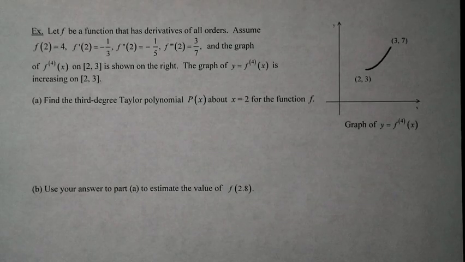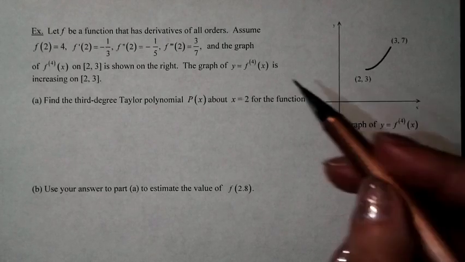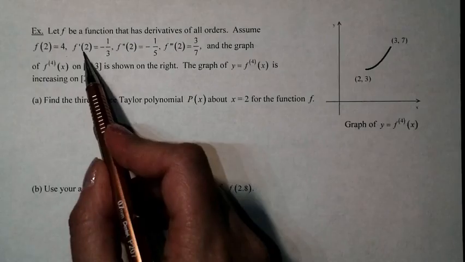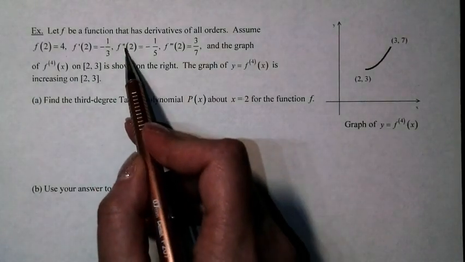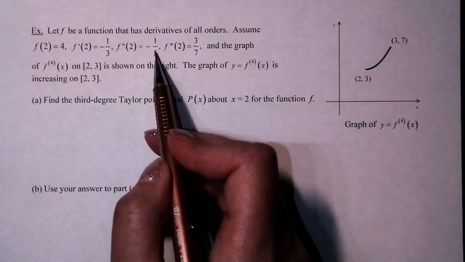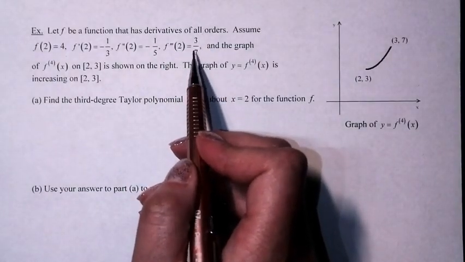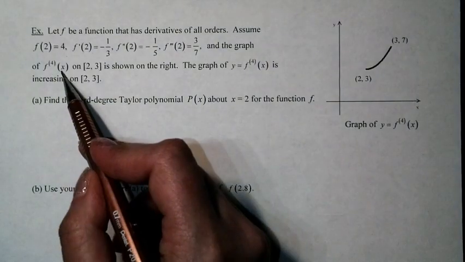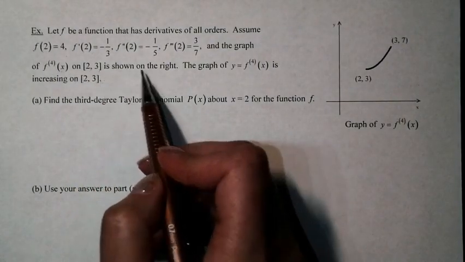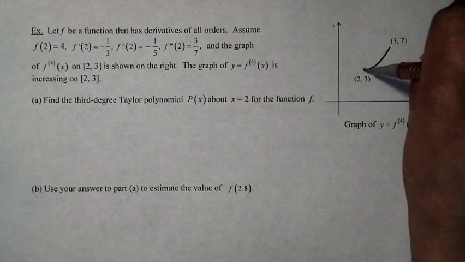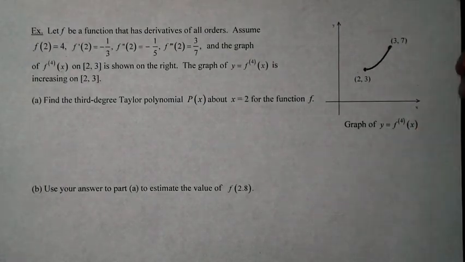Now, the other error that is super important is the Lagrange error bound. You apply the Lagrange error bound when your series is not alternating, as in this situation. So let's read this problem. Let f be the function that has derivatives of all orders. Assume that f of 2 is 4, f prime of 2 is negative 1 over 3, f double prime of 2 is equal to negative 1 over 5, and f triple prime of 2 is equal to 3 over 7, and then the graph of the fourth derivative on the interval [2, 3] is shown to the right. It's inclusive, so let me just write that.